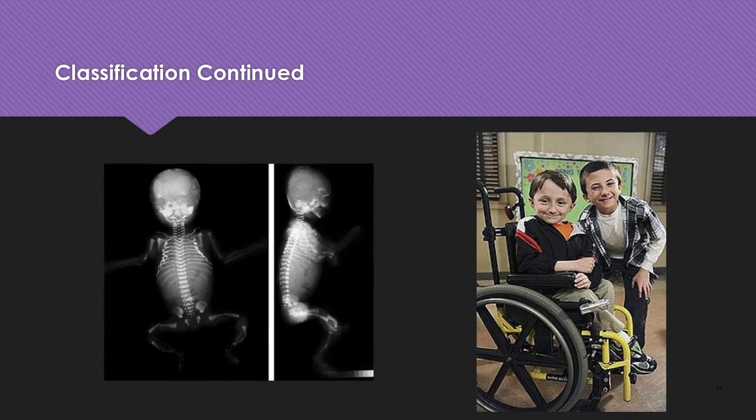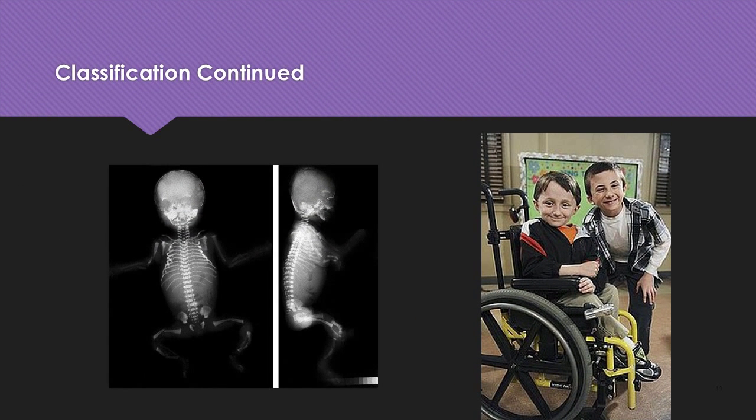Okay, we're going to continue with some more classification. We have type 5, which is similar to type 4. It has a hyperplastic callus, with no collagen mutation involved. Then we have type 6, which is moderate to severe bone fragility. We have types 7 and 8, with osteochondroplasia and short stature.